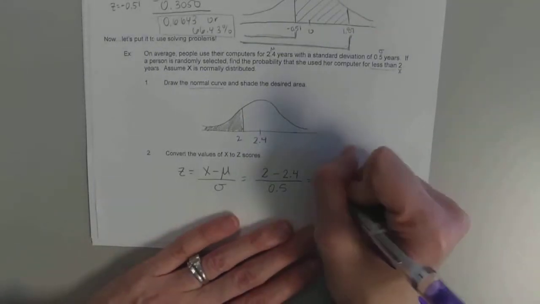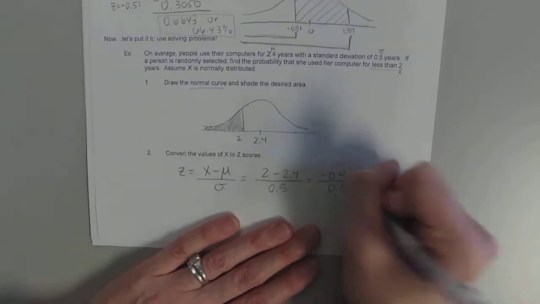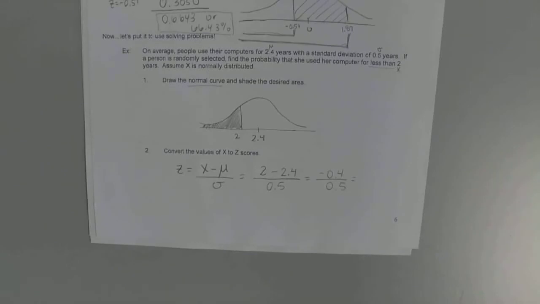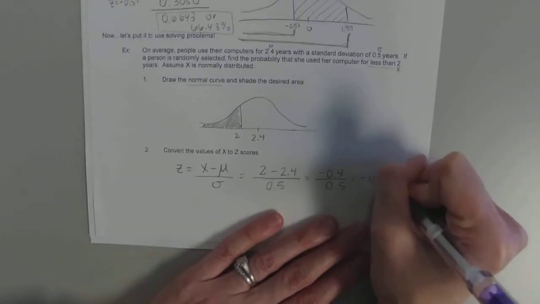So you should get negative 0.4 over 0.5. Does that look right? And then do your division. Round your z-score, even though we don't really need to, round your z-score to 2 decimals because that's what our chart tells us and we want to be comfortable with that. So this is a z-score of negative 0.80.